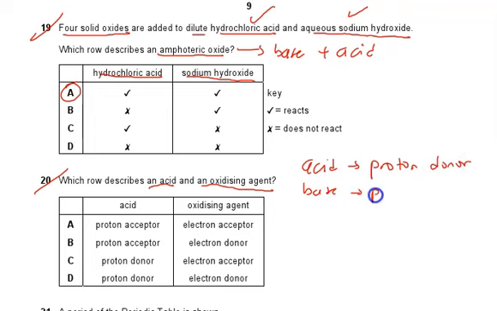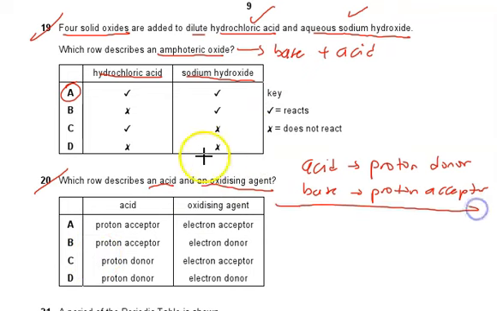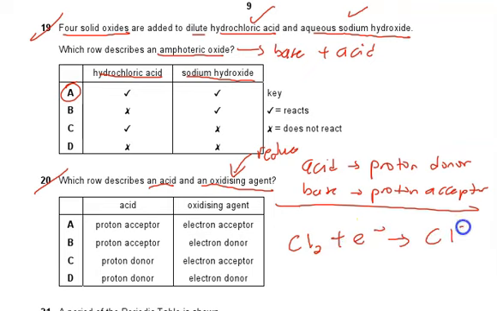Base is a proton acceptor. Okay, proton acceptor. Okay, and then at the same time, if you look here, oxidizing agents normally will be reduced. If a certain element is being reduced, for example chlorine, it will accept electrons to form chloride ion.